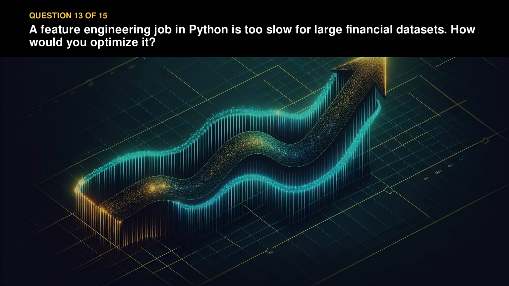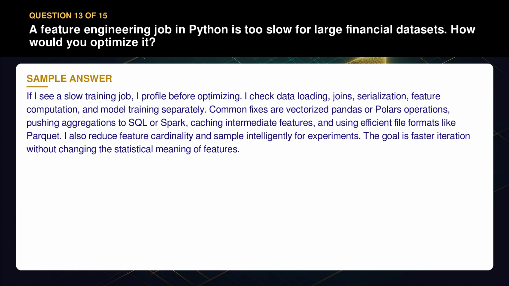Question 13. A feature engineering job in Python is too slow for large financial datasets. How would you optimize it? If I see a slow training job, I profile before optimizing. I check data loading, joins, serialization, feature computation, and model training separately. Common fixes are vectorized pandas or polars operations, pushing aggregations to SQL or Spark, caching intermediate features, and using efficient file formats like Parquet. I also reduce feature cardinality and sample intelligently for experiments.